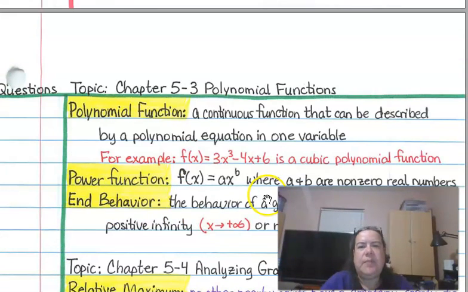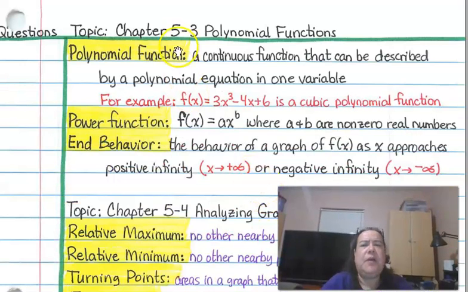So we're going to be looking at what is a polynomial function. Here are a few more notes with some basic vocabulary that you need to learn. A polynomial function is continuous. In other words, there's no gaps, right? It's just flowing, a smooth curve or a line, etc. So it's a continuous function that can be described by a polynomial equation with one variable.